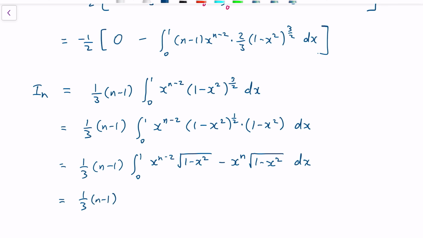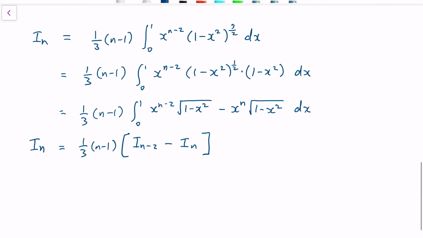Integral of a difference is the difference of the integrals. So, the structure of these integrals have both got a 1 minus x squared square rooted in it. So that first one is I_{n-2} and the second one is I_n. So we've got 1/3 (n minus 1) all times I_{n-2} minus I_n. And now we just need to solve for I_n.